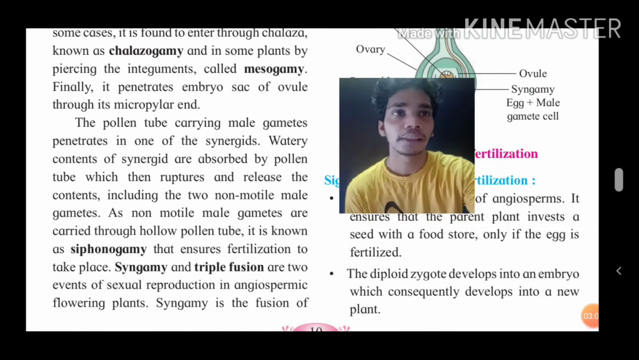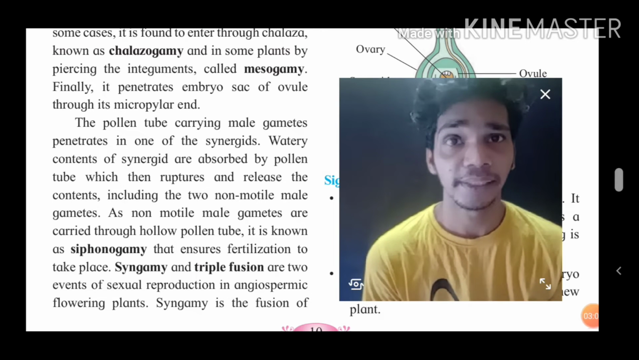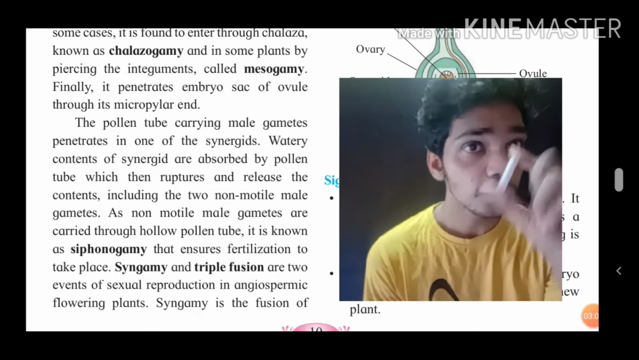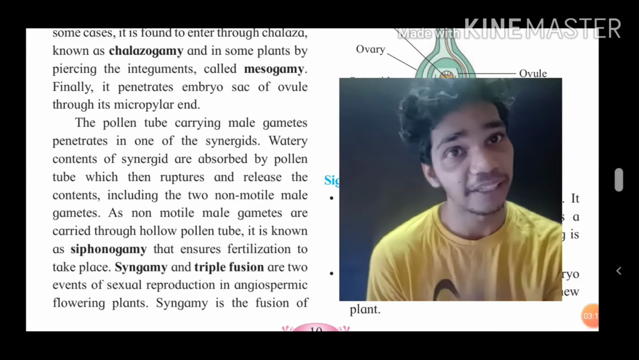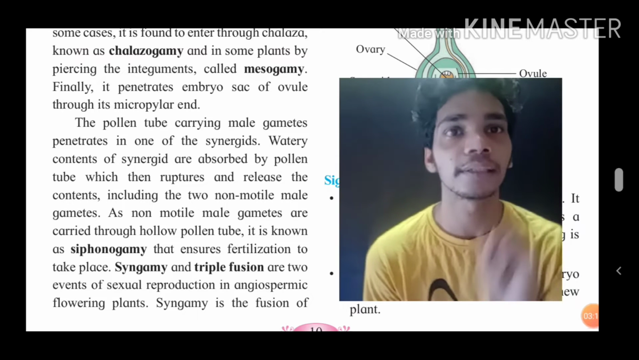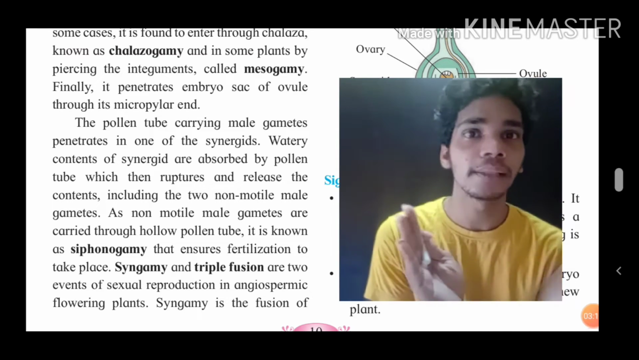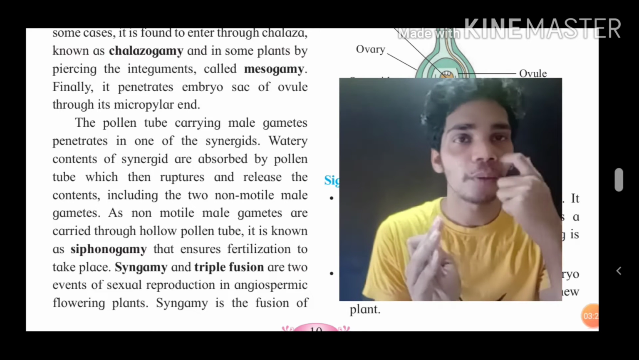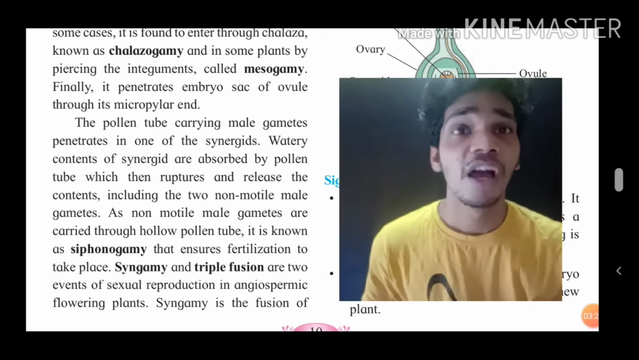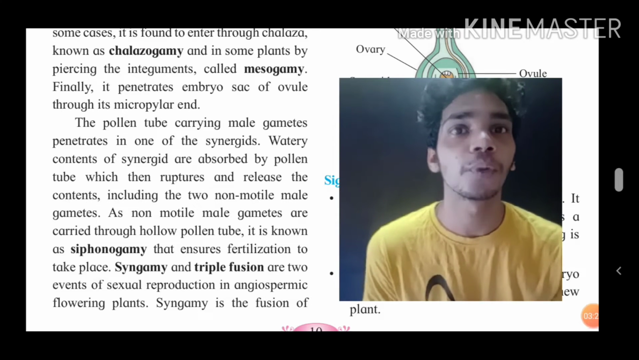Let's move ahead. What's written over there is that the pollen tube carrying the male gametes penetrates one of the synergids. दो synergids से एक synergid को वो penetrate करता है. The watery content of the synergid is absorbed by the pollen tube, which then ruptures and releases the content, including the two non-motile male gametes.